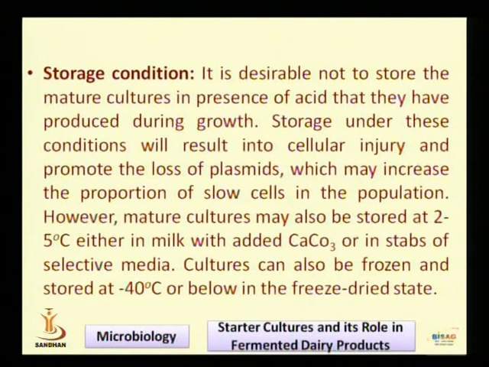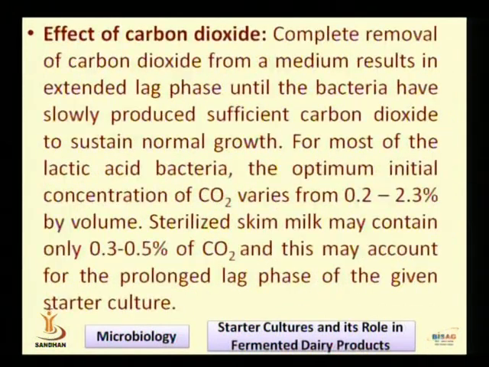However, even if you want to store the mature cells, you can, but you should follow certain rules. You should store them at 2 to 5 degrees Celsius, either in milk with the addition of CaCO3 to neutralize the pH, or in stabs of selective media. Cultures can also be frozen and stored at minus 40 Celsius or below, or under freeze drying conditions.